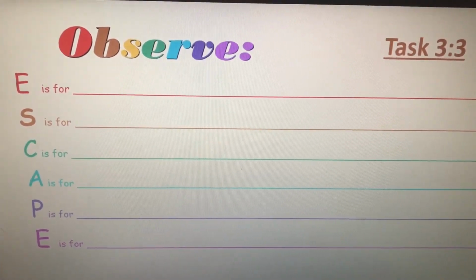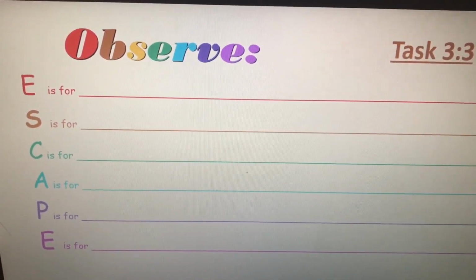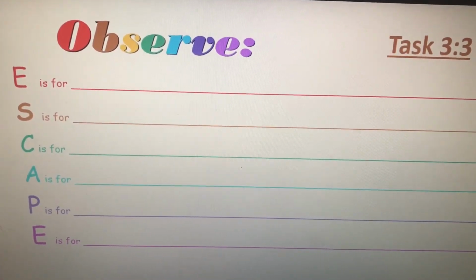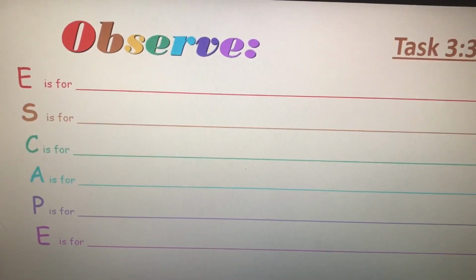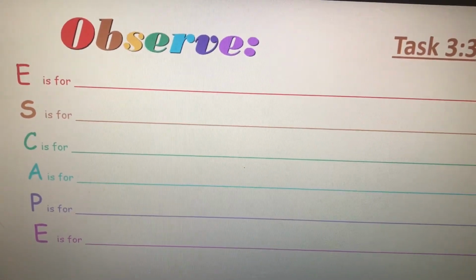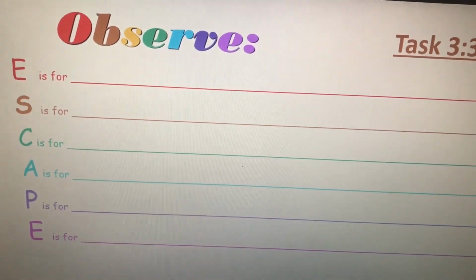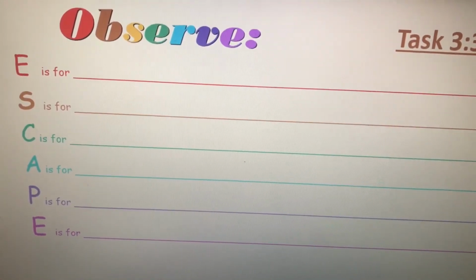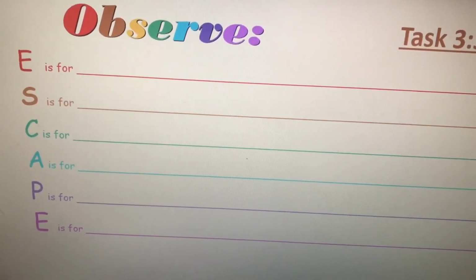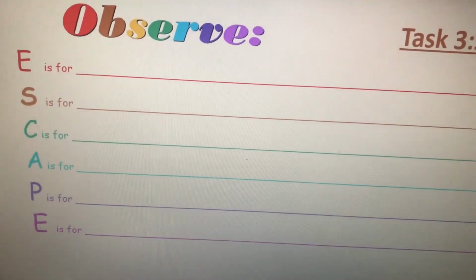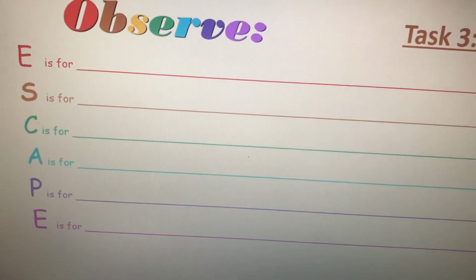And you will be using this in a real observation task later, so it would be really good if you could really get this memorized. E is for, S is for, C is for, A is for, P is for, and E is for. Okay, so I want you to write that on your paper and fill in the missing details so that next task we do, you are ready to use those features as part of a real life observation.